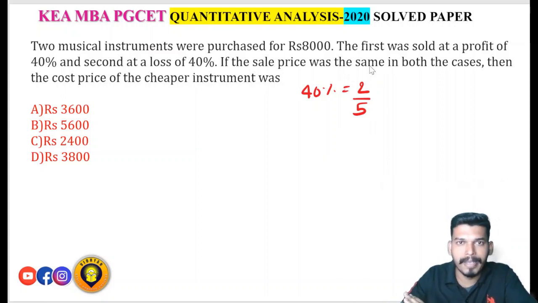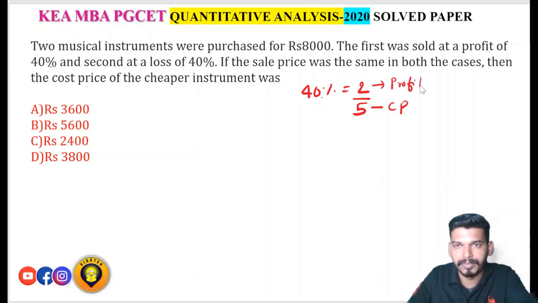Correct? So andre, in profit and loss, e concept alli, il question en alidare, two musical instruments were purchased for rupees 8,000. Eradu instruments in a total cost price is 8,000. First was sold at a profit of 40%. 40% andre 2 by 5. Andre illi 5 enide, it is the cost price. 40% profit alva. Andre 2 becomes the profit. 5 rupees mele 2 rupees profit agide anta artha. So 5 rupees cost price mele 2 rupees profit andre selling price enaitu. Cost price 5 ide, 2 rupees profit andre selling price 7 aitu.